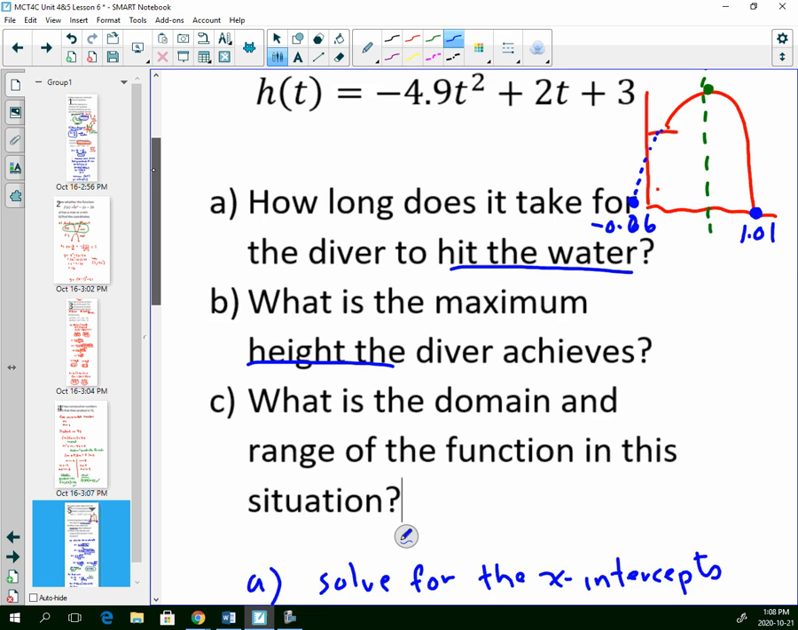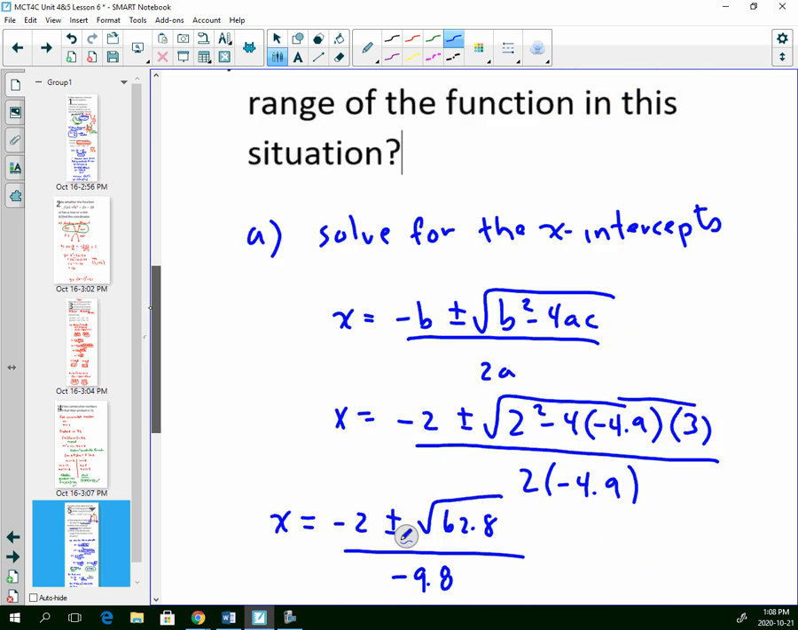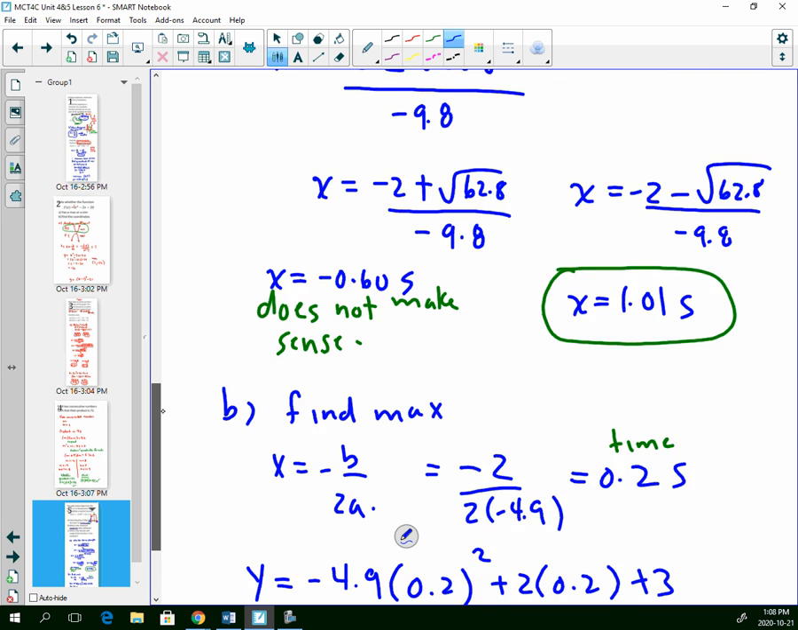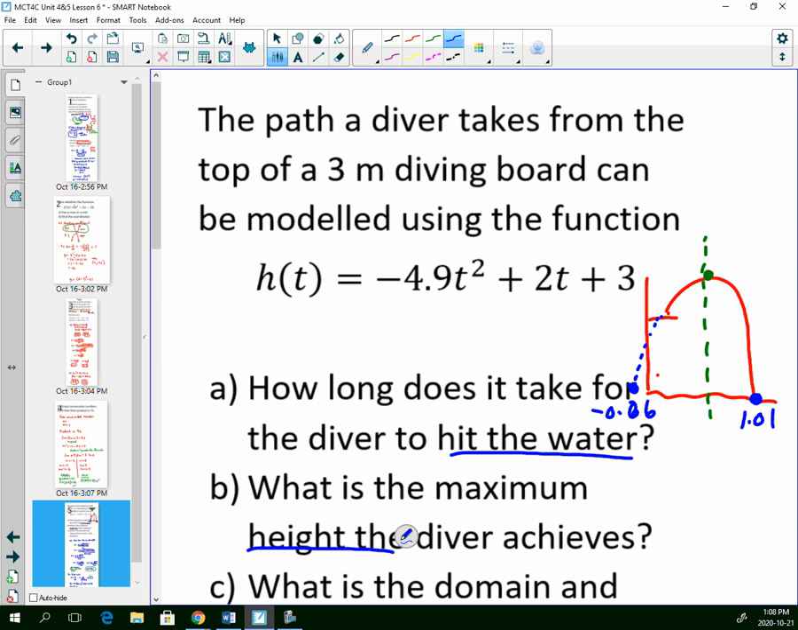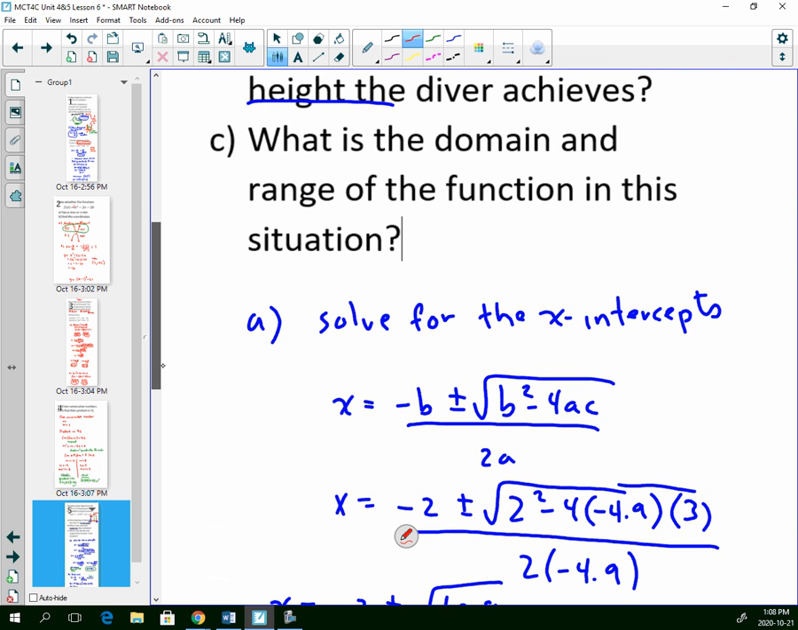Does it say units? No. Yes, it does. It's a 3-meter diving board. So that makes sense because it's a little higher than the diving board, right? So you think about him jumping up from the dive. So he starts from a 3-meter diving board, and then this is 3.2 meters, right? So he's going up and then down. So that makes sense.